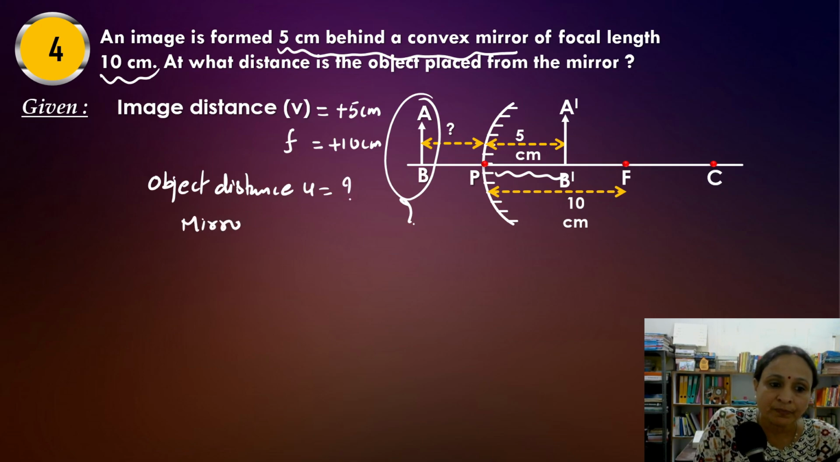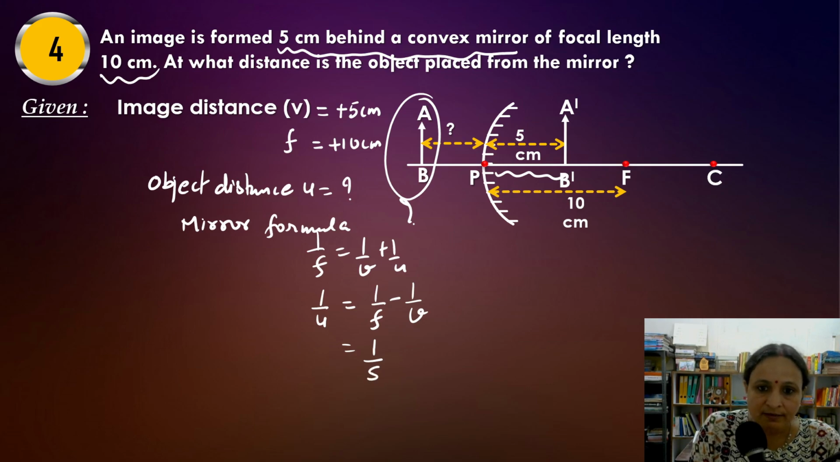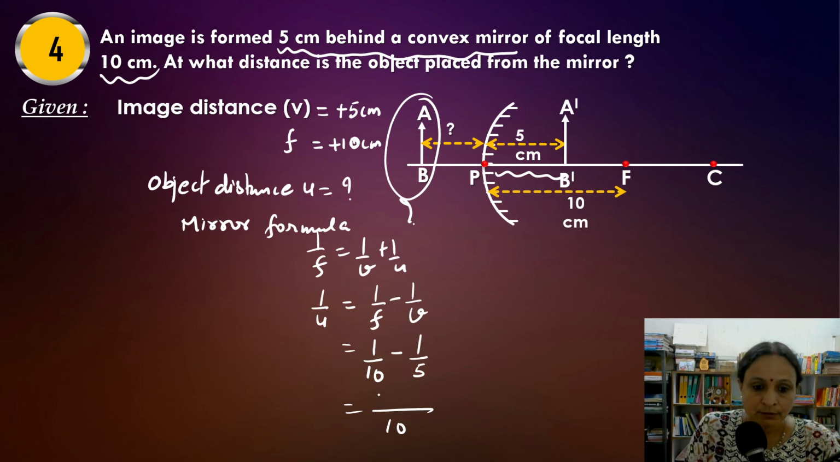Now using the mirror formula, we have 1 by f is equal to 1 by v plus 1 by u. Put the values. What are you supposed to find out? u, right? So 1 upon u is equal to 1 upon f minus 1 upon v. f is positive, the focal length is given as 10 centimeters. So put 10 here, minus 1 upon image distance, that is 5. So the LCM is 10. So 1 minus 2, so it is minus 1 by 10.